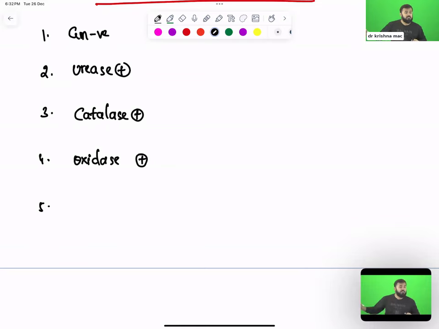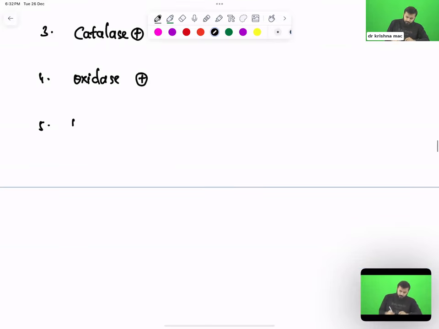Very good. This is non-spore forming. Only two species form the spores, which I've already told you. This is non-spore forming. Very good. So this is non-sporing bacteria, non-spore forming bacteria.